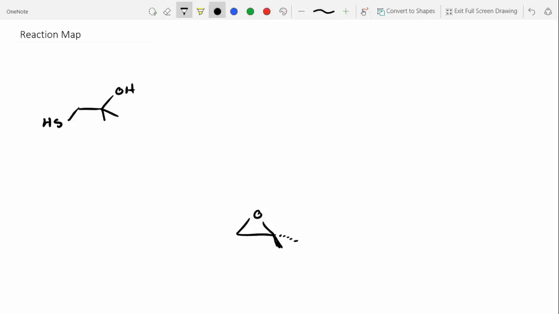The question is, how would we get there? What do you guys notice about the position of the alcohol? Is it coming off the more substituted side, less substituted side? More substituted side. That means that this sulfur down here must have been our nucleophile, right? That it added into the less substituted side. So do you think this was under basic conditions or acidic conditions? Basic, because with basic conditions, we always favor that less substituted side, right?